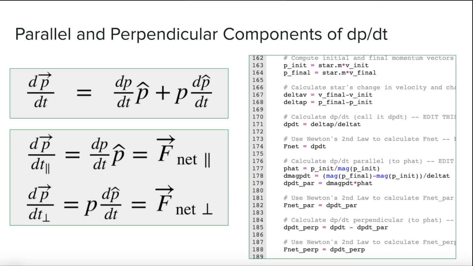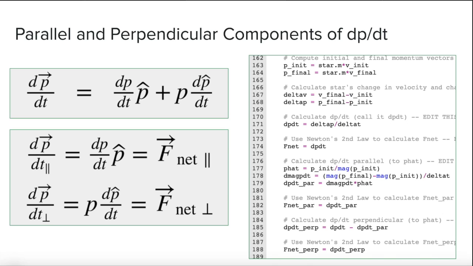The parallel component describes how the magnitude of the momentum changes, while the perpendicular component tells us how the object's direction changes. Because F net equals dp over dt by the momentum principle, the perpendicular and parallel components are equivalent to the perpendicular and parallel components of the net force.